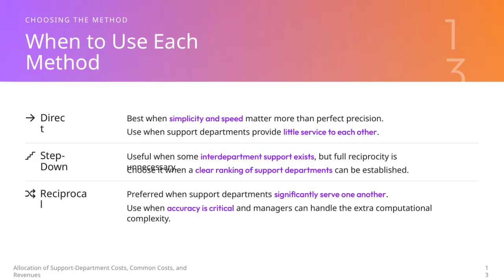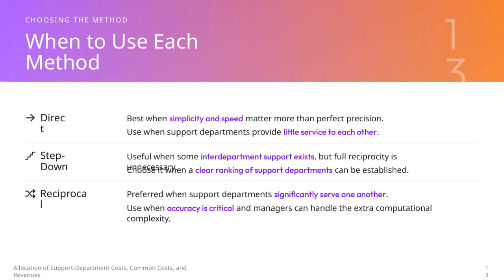When deciding which method to use for allocating support department costs, it's important to consider the specific circumstances of your organization. The direct method is best when you need simplicity and speed, especially if support departments operate independently without much interaction. If there's some level of support between departments, but not complete mutual service, the step-down method is a solid choice. It requires that you can rank the support departments clearly, which helps in allocating costs in a logical sequence.